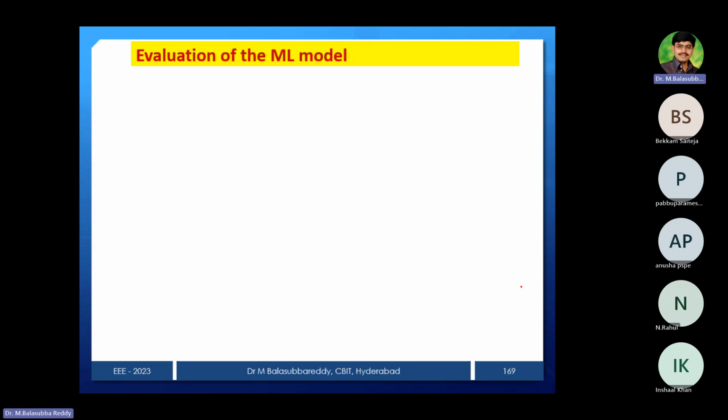That's what we call training and testing. Now, after training and testing is over, what should we do? We'll go for evaluation of the model. Because the model is ready. Now the model is with you because training is over, testing is over. But when you are using this model for any particular application, we must know the performance of the model.